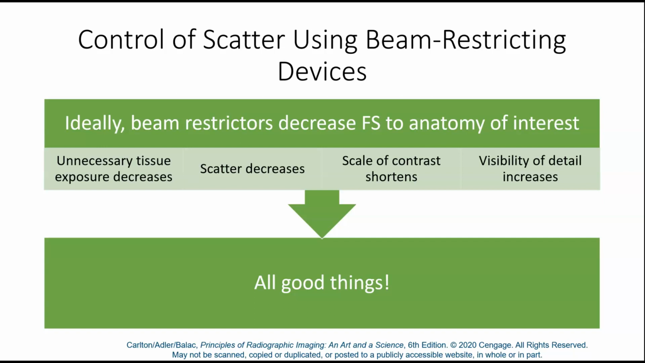Scale of contrast shortens. Now, when we talk about scale of contrast, remember we talk about short scale, long scale? So this shortens. So we have black and white, not a bunch of shades of gray like we do from the scatter. So we want a shorter scale of contrast, and our visibility of detail increases. All of these are great things. So number one thing you can do: collimate, collimate, collimate.